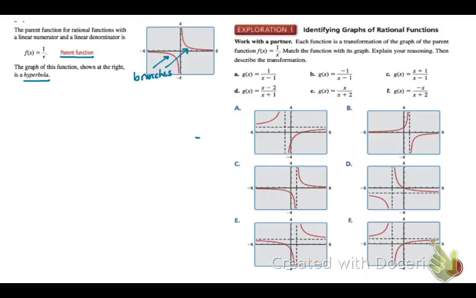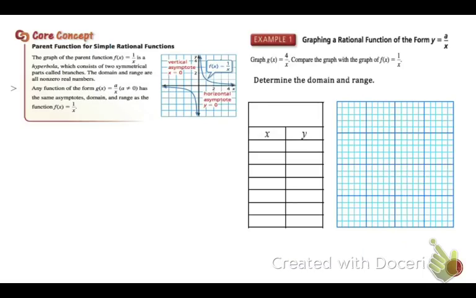So we're going to skip this exploration and just get right to the notes. So you can skip that next part and just go to example 1. But look at that core concept that I have for you. So again, this is some repeat information, but just to go over, the parent function of a simple rational function is f of x equals 1 over x. And the graph is called a hyperbola, and that consists of two parts called branches. The domain and the range of just this simple parent rational function are all non-zero real numbers. So basically, x cannot equal 0 and y will not equal 0.